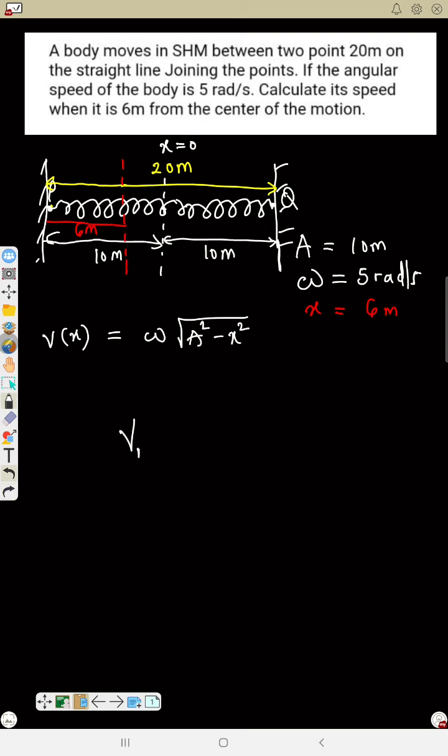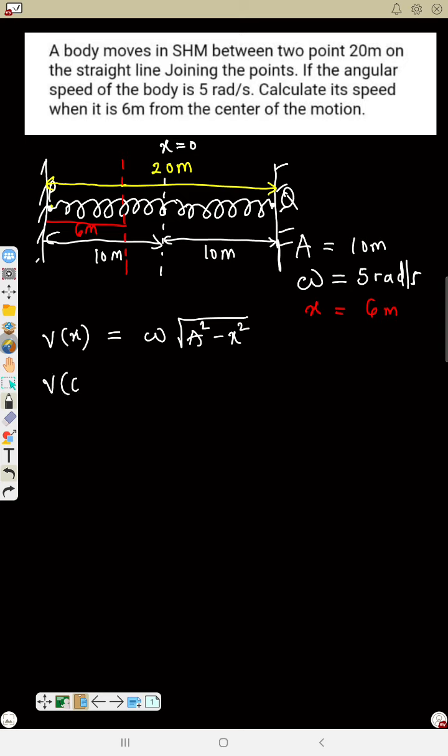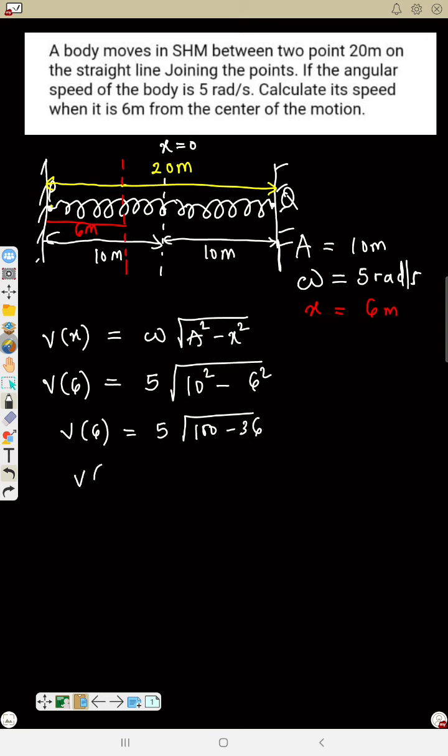But if it is maximum velocity, we've proved that one too. That is root K over m times a, or simply angular velocity times a. So now let's substitute the values and solve. Velocity at 6 meters equals angular velocity, 5 radian, times the square root of the amplitude, 10 squared, minus x, that is 6 squared. So velocity at 6 meters is 5 times the square root of 100 minus 36.